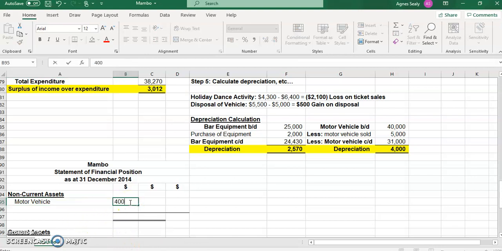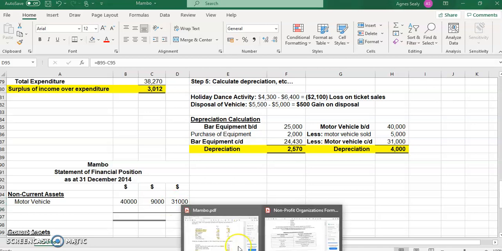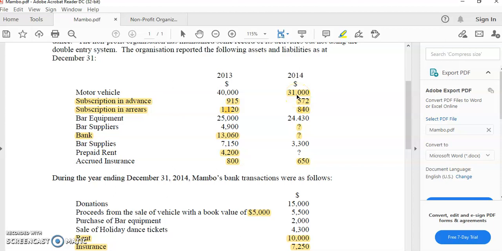So the cost of the vehicle, $40,000. The depreciation on it is $4,000. You had $4,000, but then you also remember you had the one that you got rid of. So that's $4,000 plus $5,000. That's $9,000. So then your vehicle here would be $40,000 minus the $9,000, which gives $31,000, and that's the figure that they give you here anyway. And as I said, we could have gone straight to that figure and said $31,000.